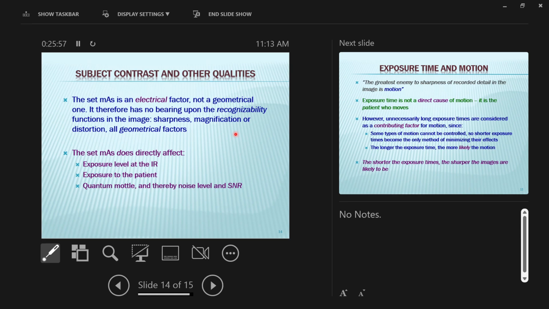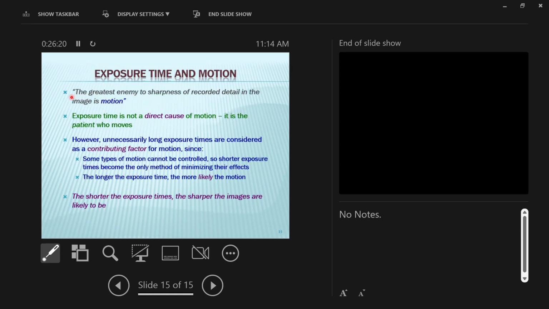It can affect image brightness. It can't affect recognizability. So it has no effect on sharpness, no effect on magnification, distortion, or any geometric factor. Okay? The only things that can affect those are what we described earlier, all those geometric changes: OID, SOD, focal spot size. But you can have an effect on the geometric factors by having incorrectly set your mass.